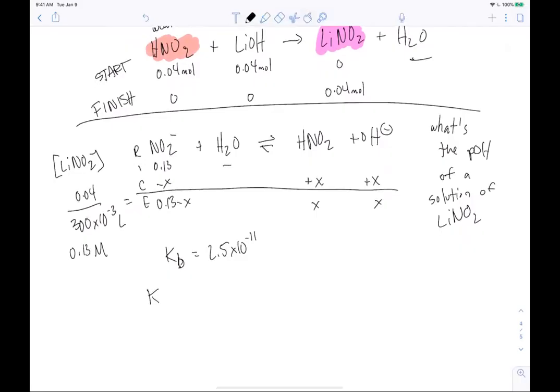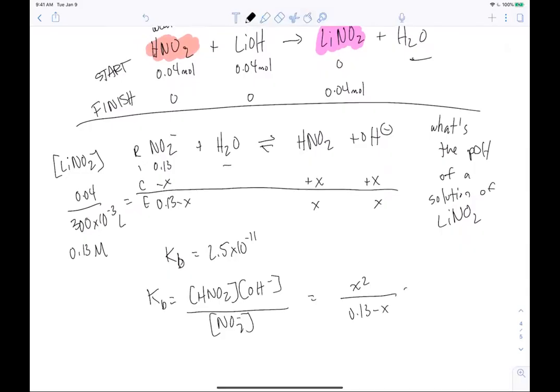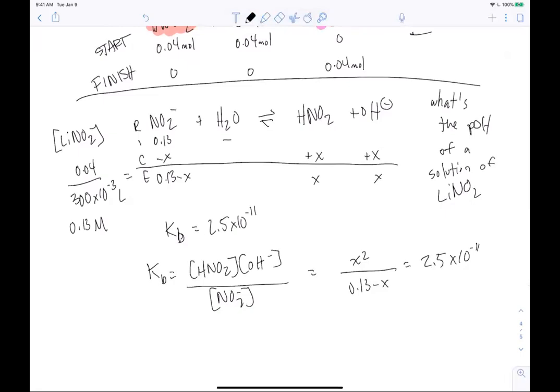But so then we can write out an equilibrium expression for this. That's just Kb is equal to HNO2 times hydroxide divided by NO2 minus. And we can plug in our values. So it's X squared divided by 0.13 minus X, which is equal to 2.5 times 10 to the minus 11th. This is a very small Kb. So this is much, much less than 1. And so we can assume X is very small.